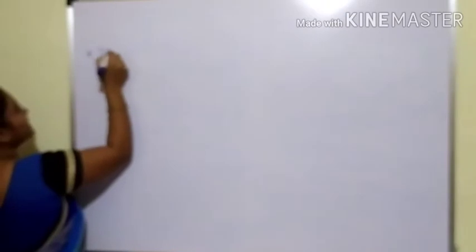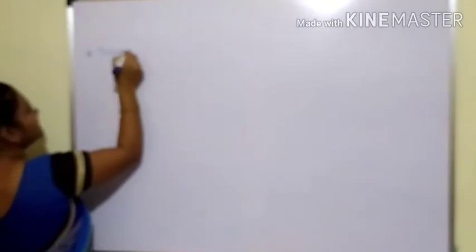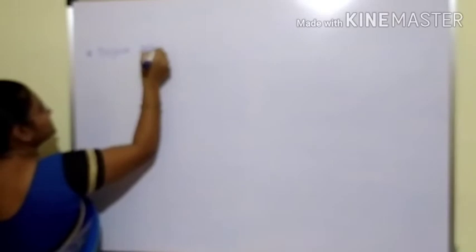Yesterday we have seen intersection and union of two sets, means operations on sets we were studying. So now we'll see disjoint sets. Now what is meant by disjoint sets? How we can define disjoint sets?